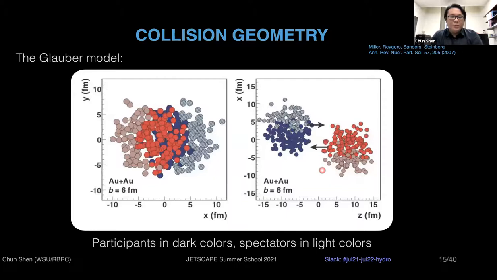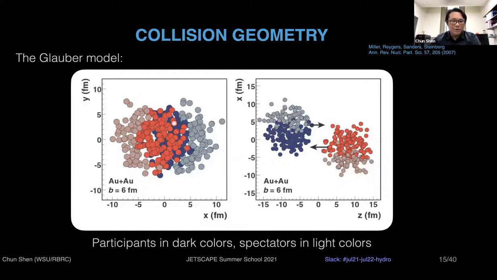So all these models start from the same origin, which is the spatial geometry of the collisions. This was also illustrated by Song Yang yesterday: if we have two nuclei, we randomly sample the nucleons' positions in the transverse plane, indicated as the red, green, and blue circles, as the nucleons from these two nuclei. And then they collide, in this case, at a finite impact parameter.